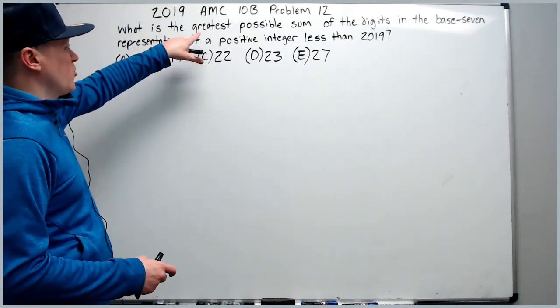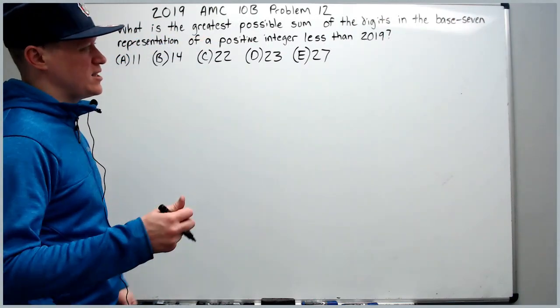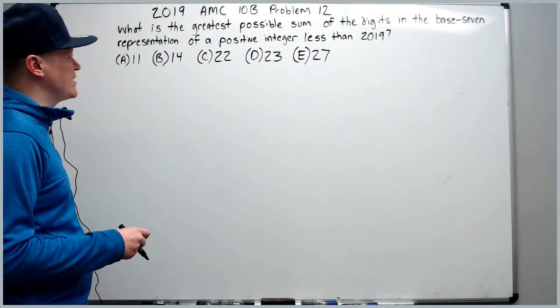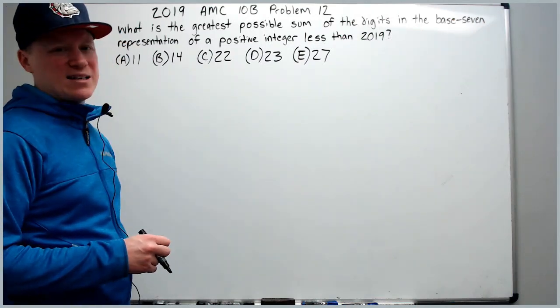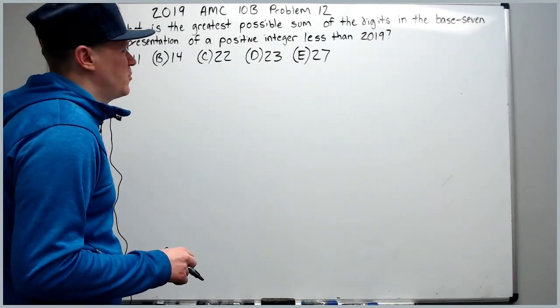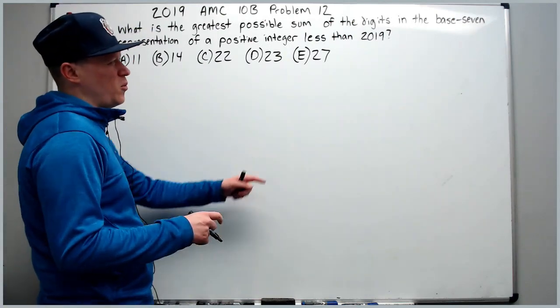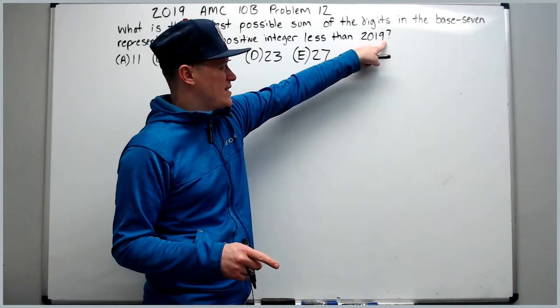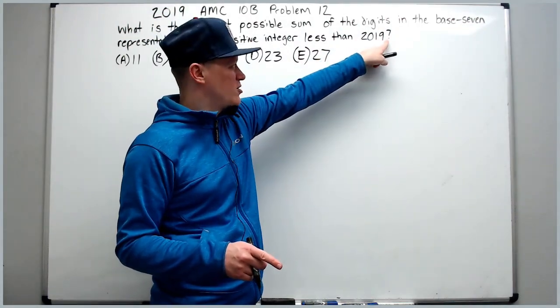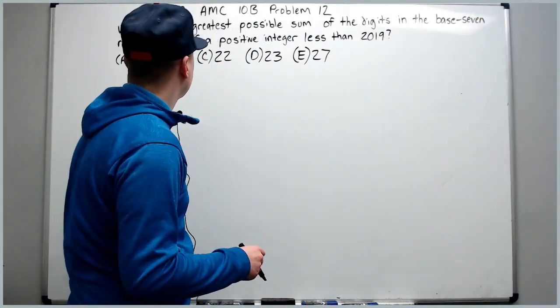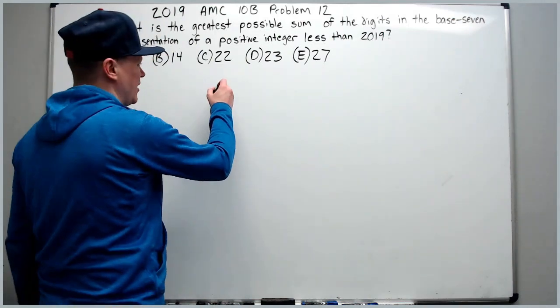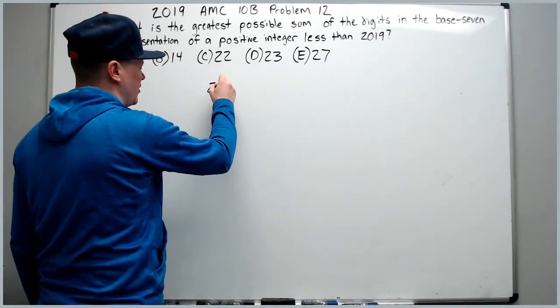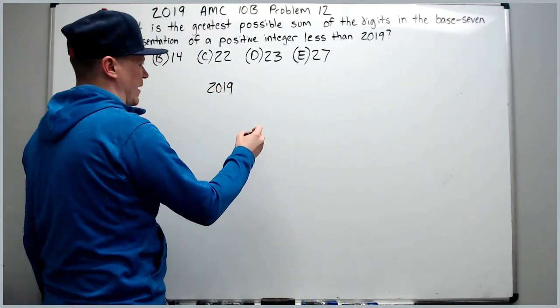What is the greatest possible sum of the digits in the base 7 representation of a positive integer less than 2019? The first thing that we're going to need to do, we need to know what 2019, and this is in base 10. You can tell because there's no subscript 7. We need to know how big that is in base 7. So we're simply going to convert it. Now, how do we do that?